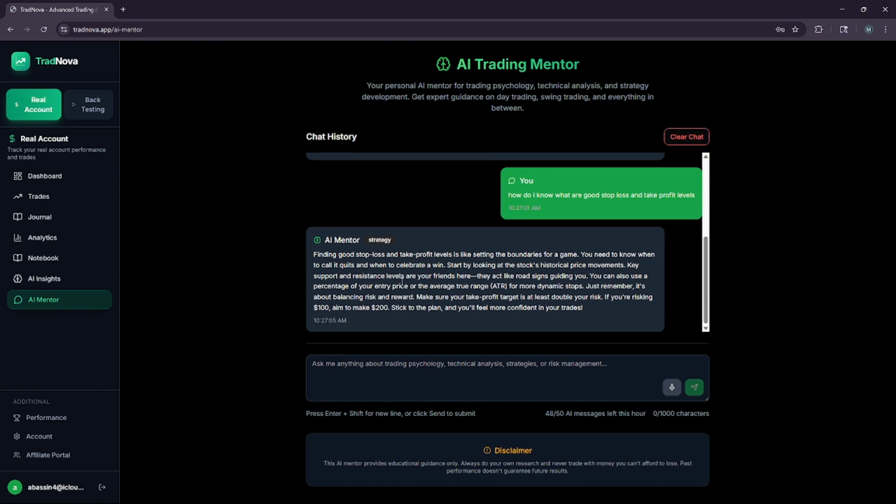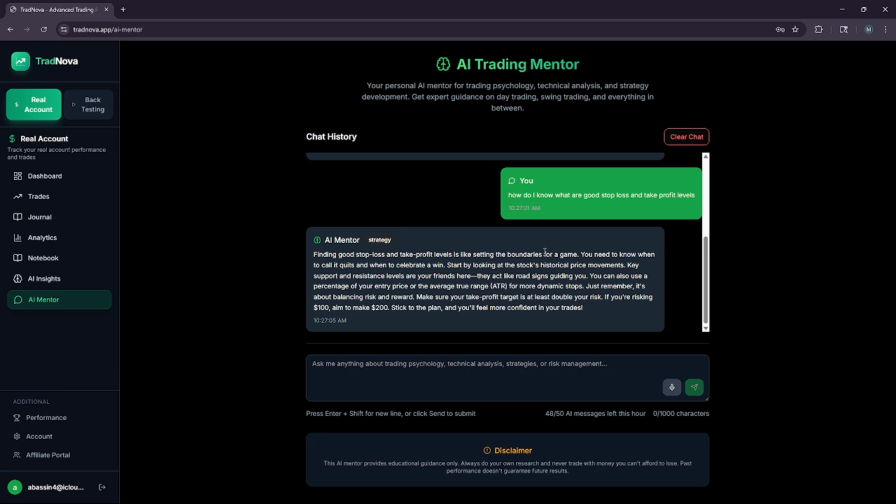Finding a good stop loss level is like setting boundaries for a game. You need to know when to call it quits and when to celebrate a win. Start by looking at the stock's historical price movements. Key support and resistance levels are your friends here. They act like road signs guiding you. You can also use a percentage of your entry price or average true range for more dynamic stops. Just remember, it's about balancing risk and reward. Make sure your take profit level is at least double your risk. If you're risking $100, aim to make 200. Stick to the plan and you'll feel more confident in your trades.